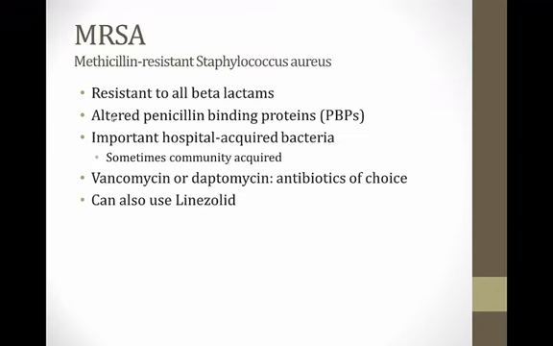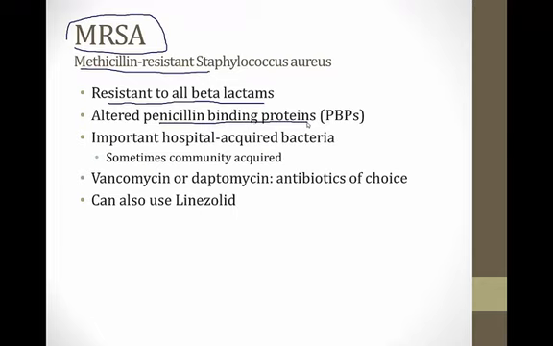There are strains of Staph aureus that are called methicillin-resistant Staph aureus or MRSA, and these are very dangerous infections. These versions of the bacteria are resistant to all beta-lactam antibiotics, and the reason is because they express altered penicillin binding proteins. They're usually a hospital-acquired infection, although sometimes they can be community-acquired. If you have a patient who you think has MRSA or you know has MRSA, the antibiotic most people go to is called vancomycin, but you can also use daptomycin. These two are the antibiotics of choice, and you can also use a drug called linezolid. And I discussed the mechanisms of all these antibiotics in another module.